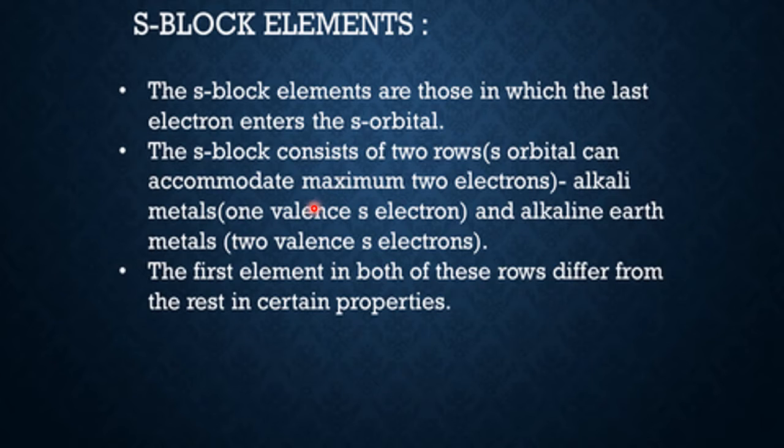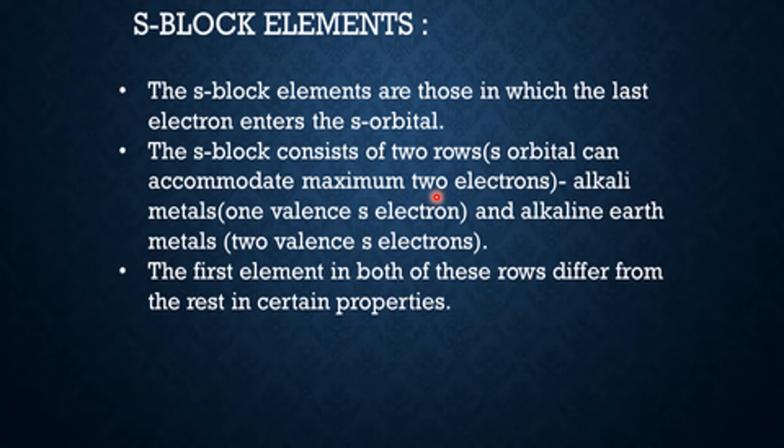It can accommodate a maximum of 2 electrons. Why only 2 electrons? Because the capacity of the S orbital is s2, only 2 electrons can be accommodated. Accordingly, two groups are made in the S block elements.